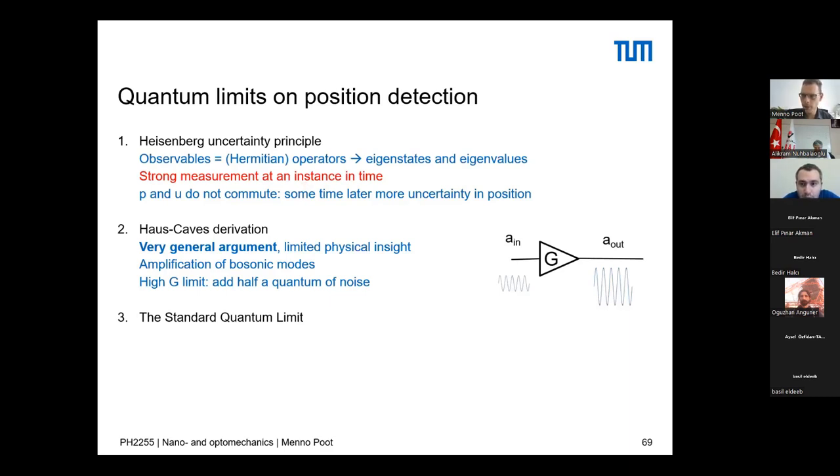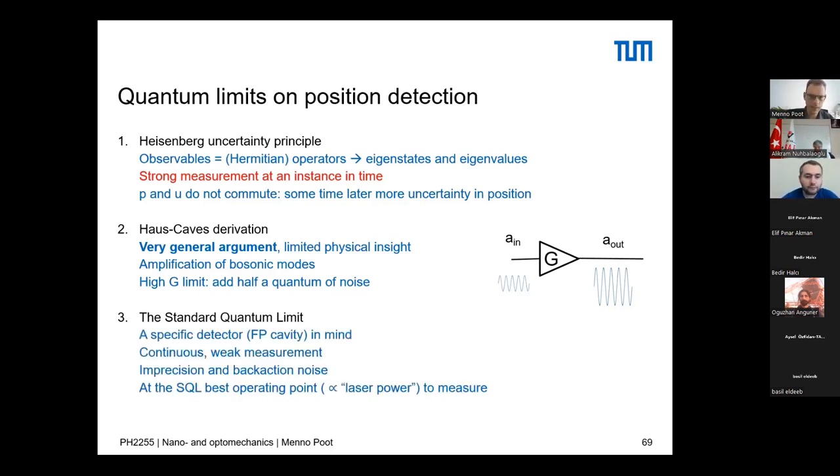So then we turned our attention to something that was making a bit more sense from a practical perspective. Namely, we studied the standard quantum limit. And we did that by taking a specific detector, namely the Fabry-Perot cavity with a movable end mirror in mind. In this case, we could see what happens if you now do a continuous but relatively weak measurement. So that is really in contrast to this Heisenberg uncertainty principle where you do a strong measurement at a given instance in time.